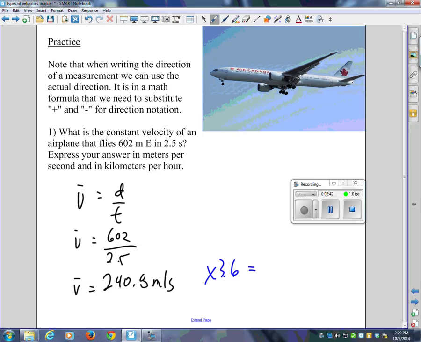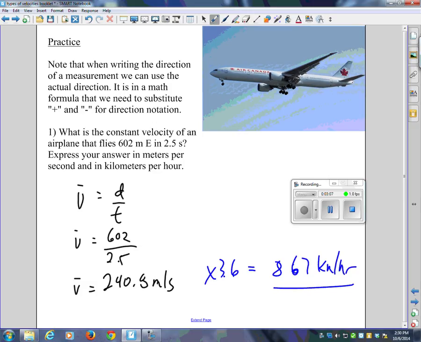And I get, ooh, that's 867 kilometers per hour. Let's just get this out of the way right now. 867, right? Is that to change meters per second? Times 3.6. To go from meters per second to kilometers per hour, multiply by 3.6.